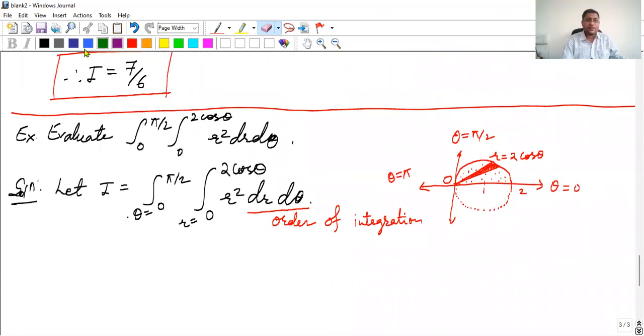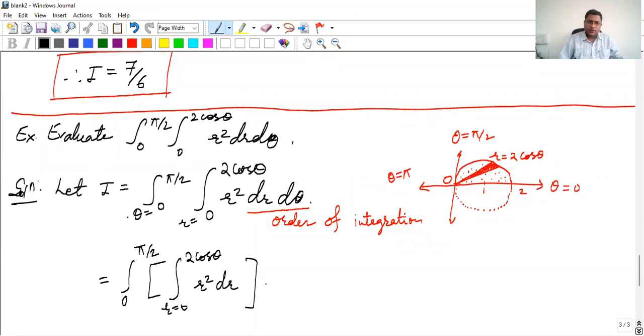integration. So let us try to evaluate this. Evaluate the integral first with respect to r and then with respect to theta. So 0 to pi by 2, and then r is running from 0 to 2 cos theta, r square dr, then d theta. So that's what we have.